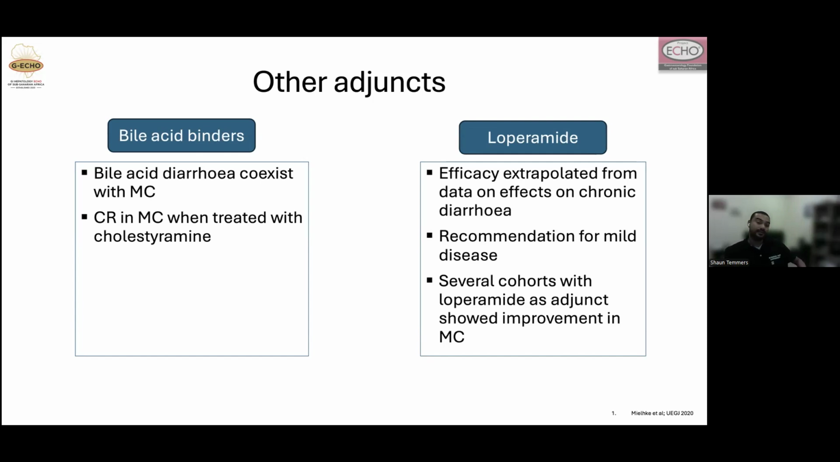Loperamide, on the other hand, its effects were extrapolated from data on chronic diarrhea, and it actually has a recommendation in patients with mild disease. Several cohorts of loperamide as an adjunct have shown significant improvement in the patient's symptom-reported outcomes when it comes to treatment of microscopic colitis.